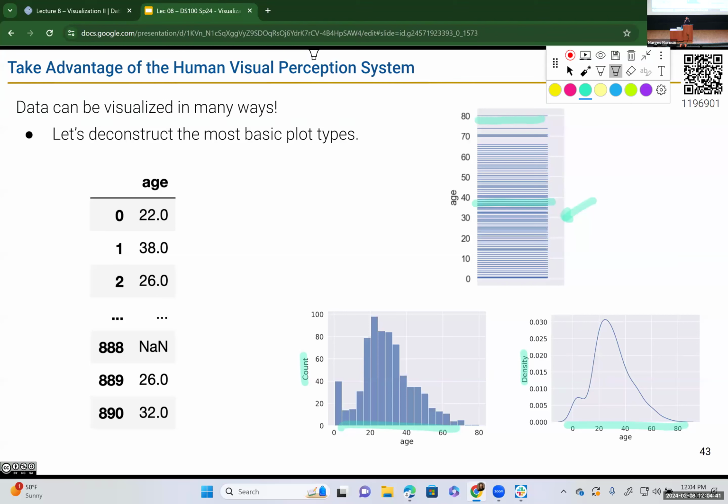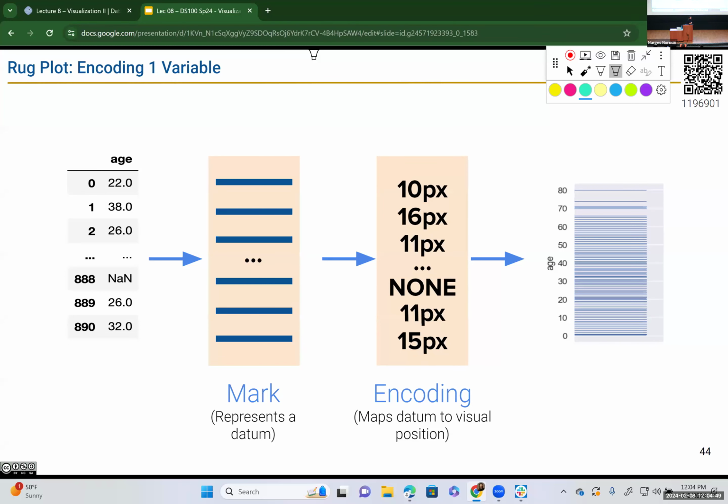Utilizing as many channels as possible in the plot is going to be very useful when you're summarizing your studies. So how did we create the rug plots? We had the data set. For each one of those data points, we put a marker, right? The marker was those lines. Then the second step is encoding. I would take each one of those markers and put it in the right place. Encoding was that, okay, if this marker is associated with the age 40, let me put it at the exact position associated with the age 40. And that's how one rug plot came along.